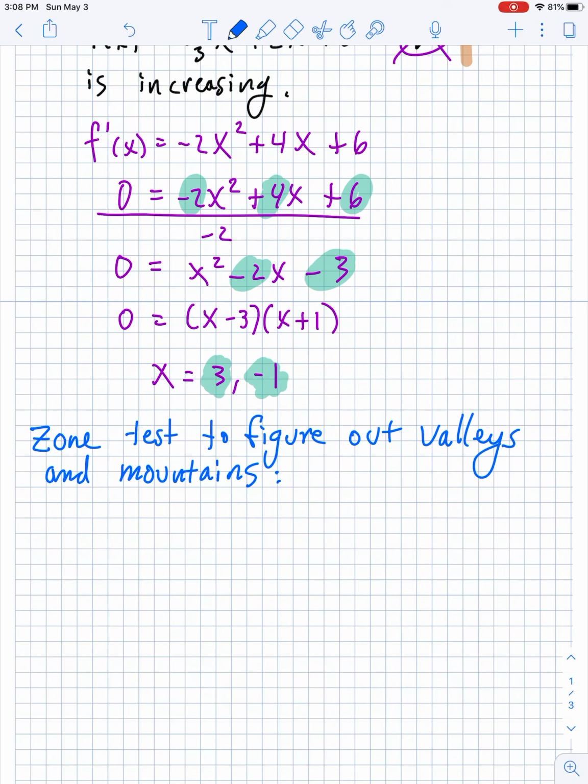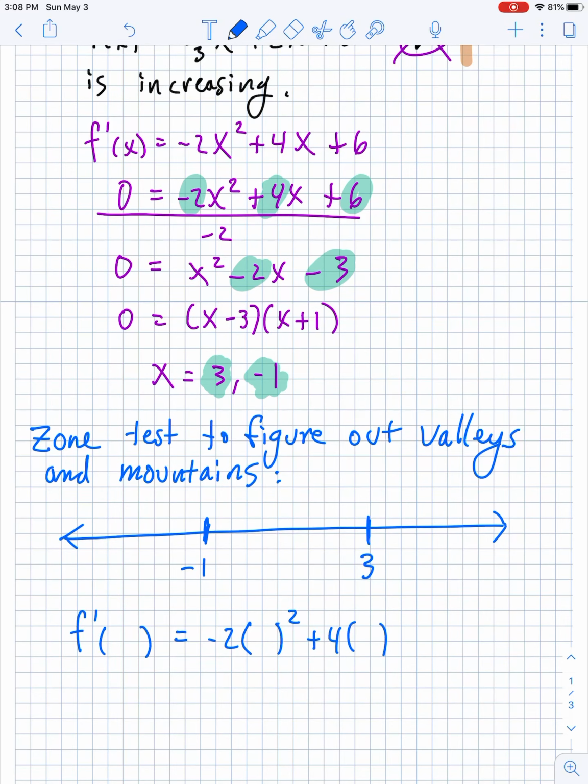The zone test is this. I'm going to put a number line out. And then I know something happens at negative 1, and I know something happens at positive 3, but I don't know what. Now, our derivative, f prime of something equals negative 2 times something squared plus 4 times something plus 6. That derivative is the slope machine. So what is about to happen is we're going to pick any number from this zone right here. Just anything less than negative 1. Keep it simple, probably like negative 2.